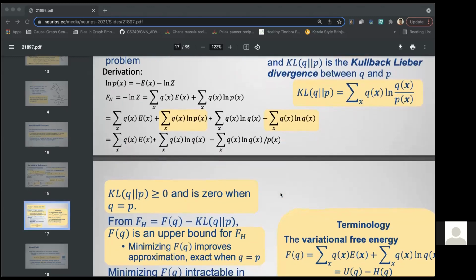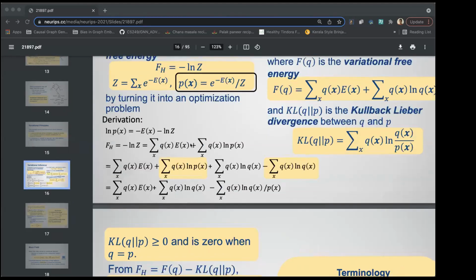Would it be possible to go over the derivation one more time? Okay, yeah. So my understanding keeps on going in and out, but let's see if we can try to figure it out together.